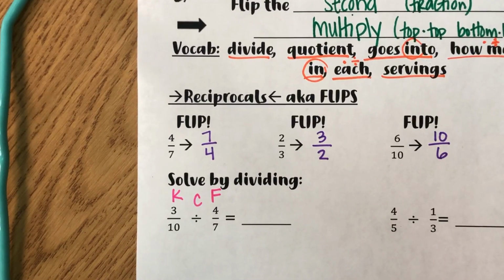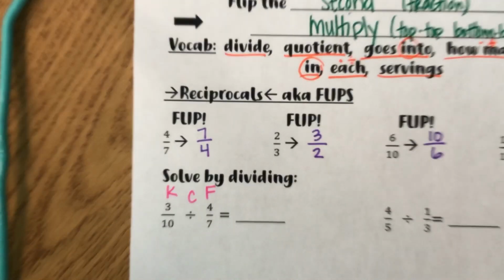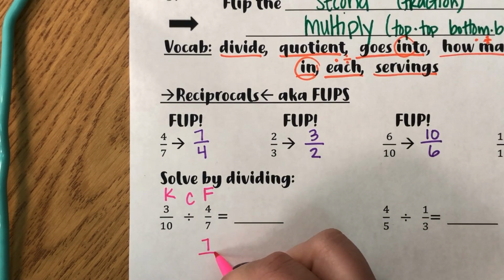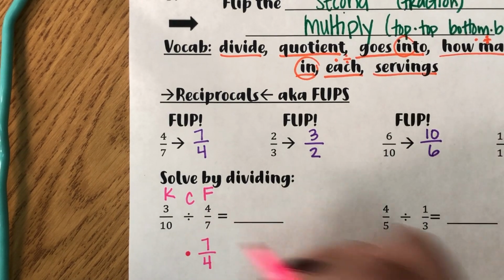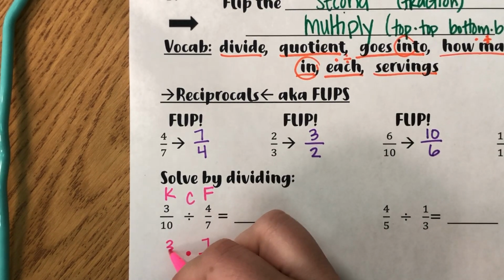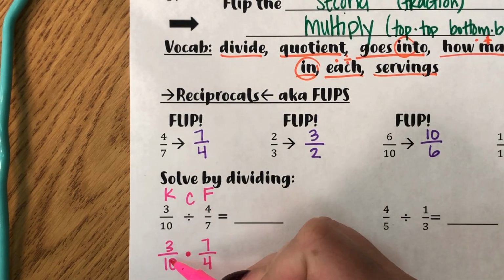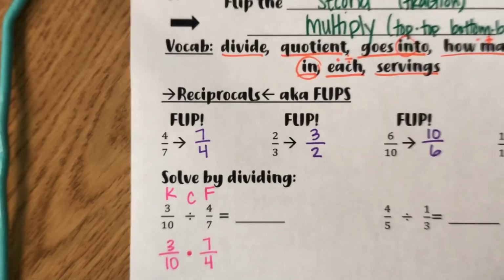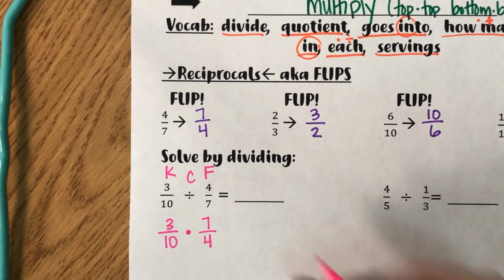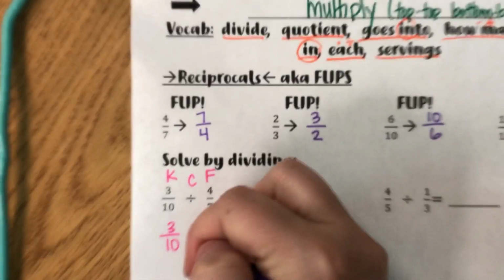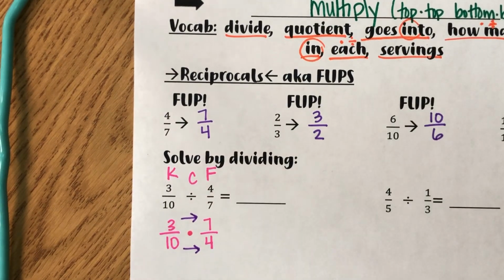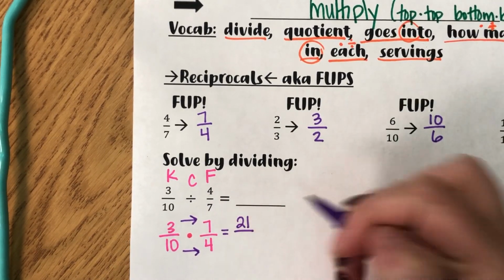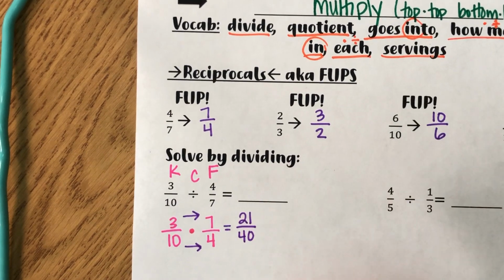I have 3/10 divided by 4/7. Dividing fractions, don't ask why, flip the second and multiply. We're leaving that first fraction, so we keep it, changed our sign, and flipped it. Now we know multiplying is just top times top, bottom times bottom. I'm going to draw my arrows straight across and multiply. 3 times 7 is 21, 10 times 4 is 40.